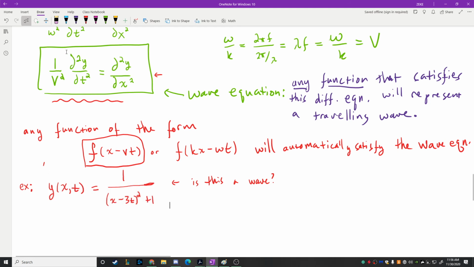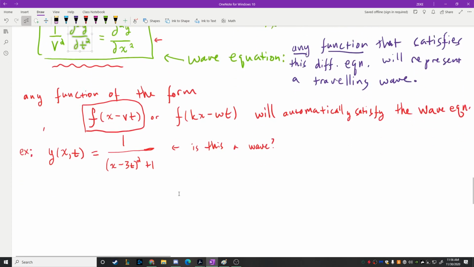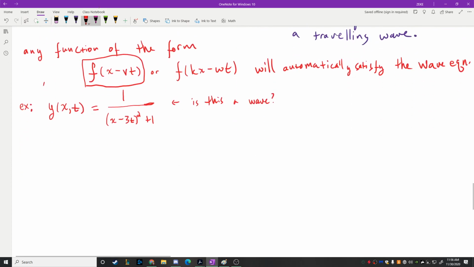But this requires us to take the derivative with respect to time twice of this. So let's do that. Let's prove that this satisfies the wave equation. All right, this is going to be a little trickier. Let's see. So del y del t is going to be equal to... this one's awful. Because we're going to have to do... whatever. We'll just do it.